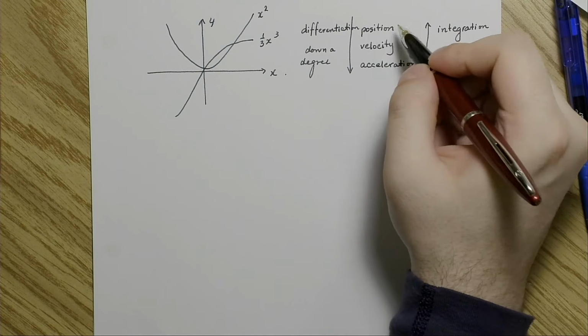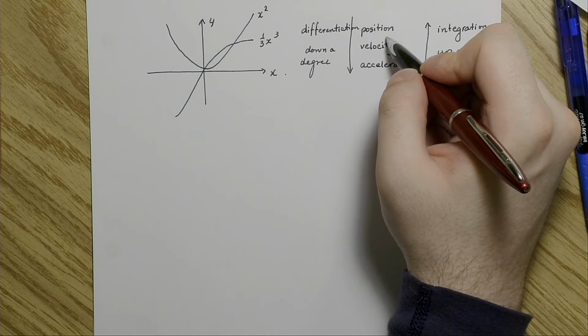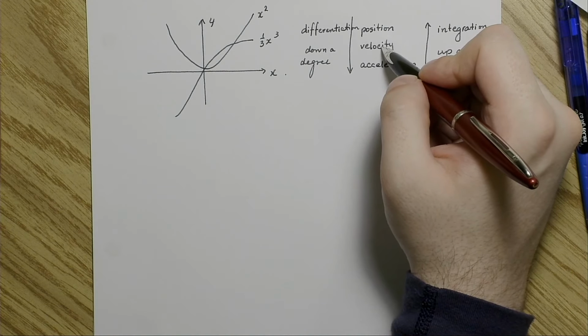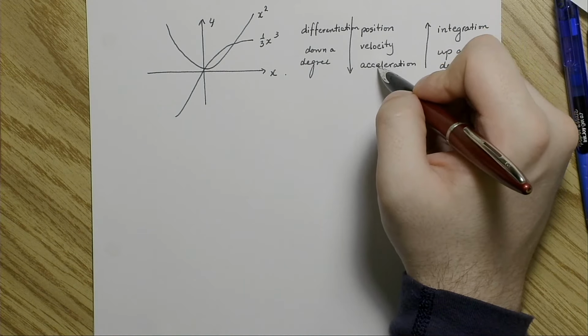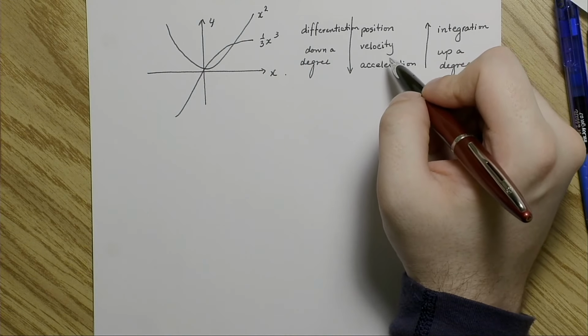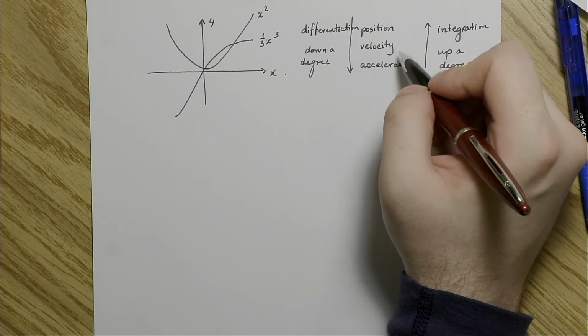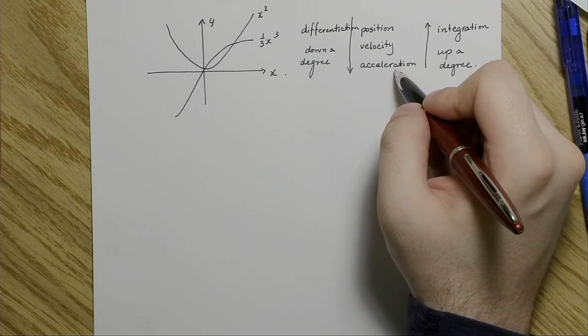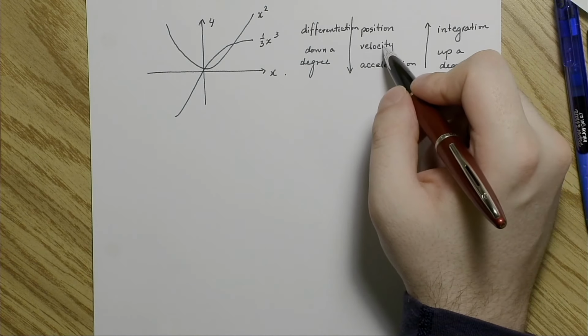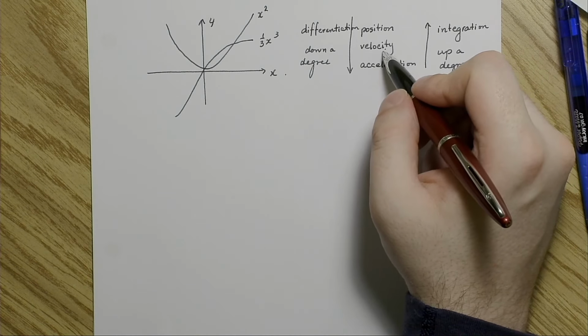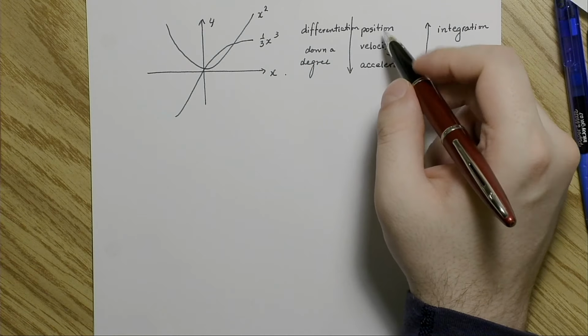So again, we had position, we differentiate it, we get velocity. If we had velocity and we differentiated that, we got acceleration. We can actually go back in reverse order. So if we started out with acceleration, you could integrate that and get the velocity. And if you had the velocity, you could integrate that to get the position.